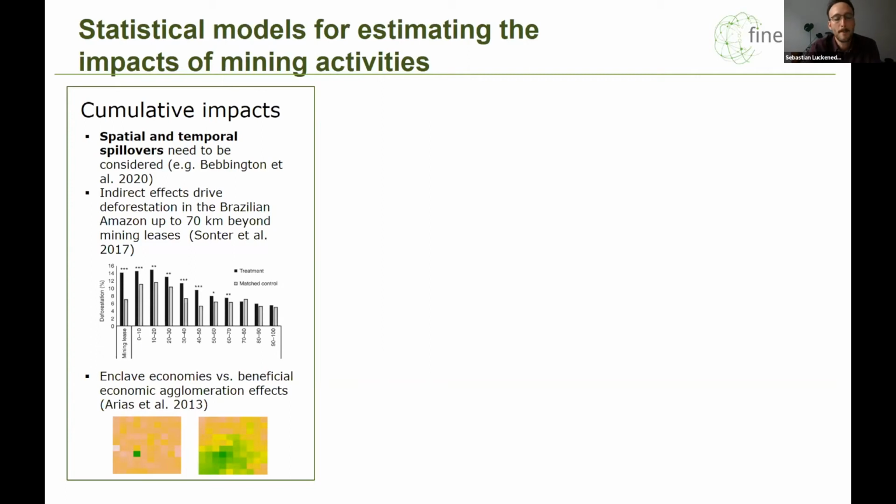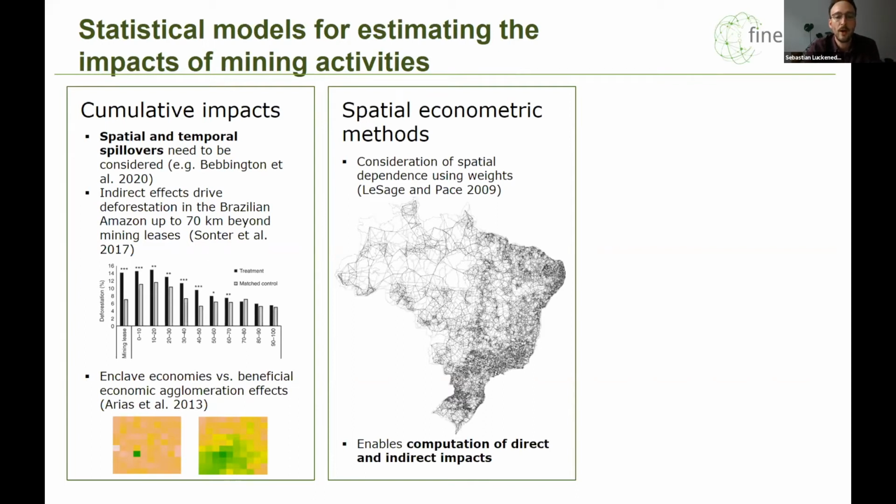Also, from an economic perspective, where I have more of my background, we have this debate on whether or not mining somehow creates beneficial economic agglomeration effects, such as via employment creation, where the impacts spill over to neighboring regions. Our approach is to employ spatial econometric techniques, and I will not go into detail with the modeling, but the basic idea is to impose a spatial structure on our data where close units, close observations, are more related to each other than distant ones.